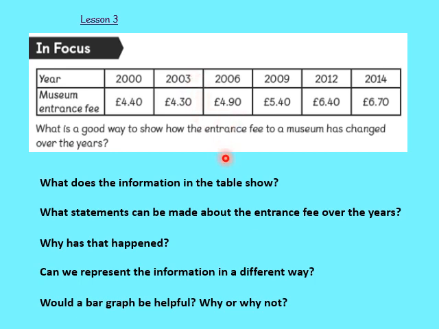It asks us what is a good way to show how the entrance fee to a museum has changed over the years. So what does the information in the table show? What statements can be made about the entrance fee over the years? What do you notice? Why has that happened? Can we represent the information in a different way? Would a bar graph be helpful? Why or why not? I'll let you have a think about it and then we'll look at some solutions.